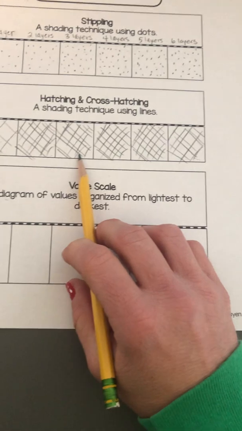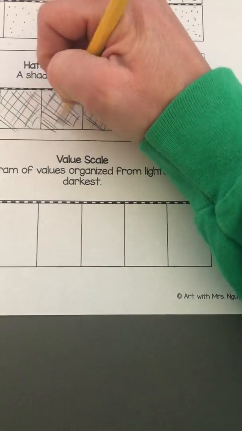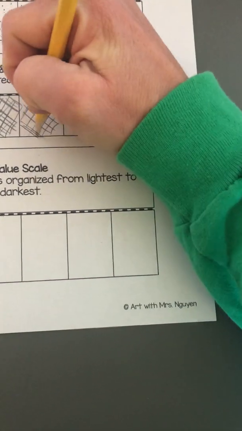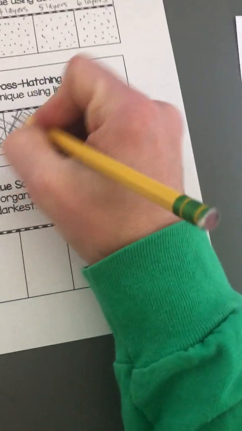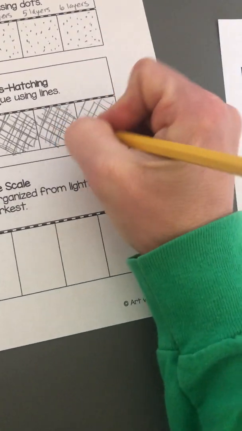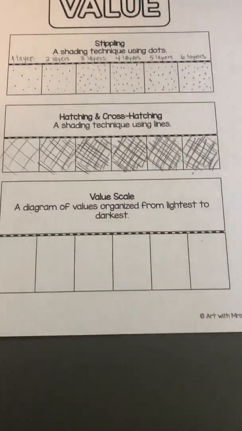So now we'll go to the third box and we'll add hatching and cross hatching. Again, I'm doing mine really fast. Yours is gonna look much neater than mine. All the way across. So there's the third layer, and then you would continue on with 4, 5, and 6.